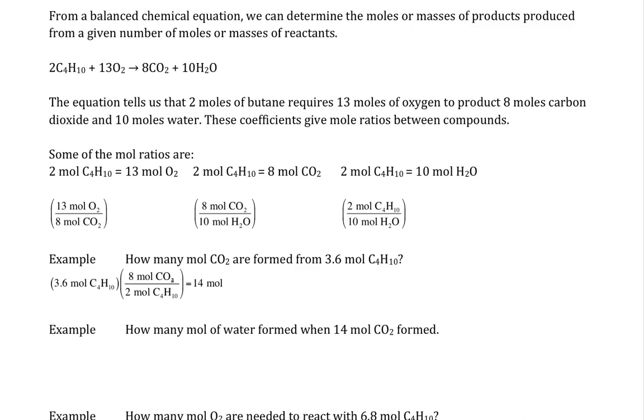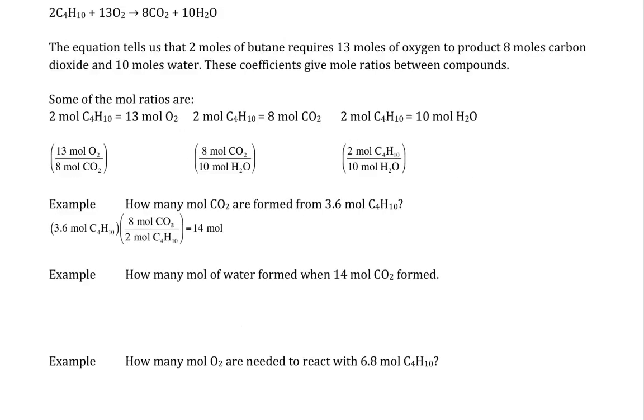So we take our 3.6 moles C4H10 and we write the mole ratio between the two we're interested in, the C4H10 and the CO2. We put the numbers 2 and 8 in the right spot, and we have 2 moles of C4H10 in the bottom. That gets us 14 moles of CO2. Here's a few problems for you to work on.